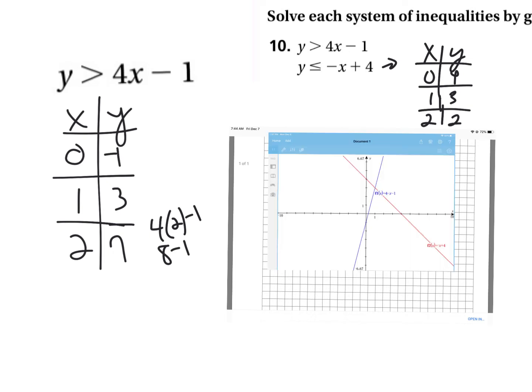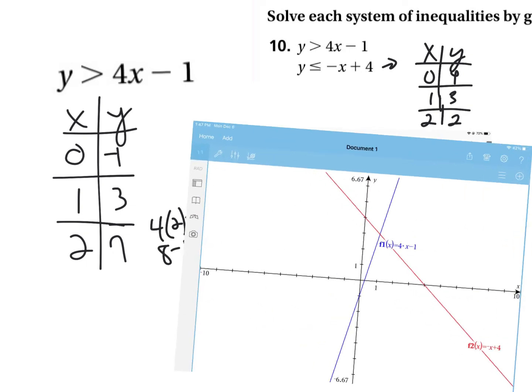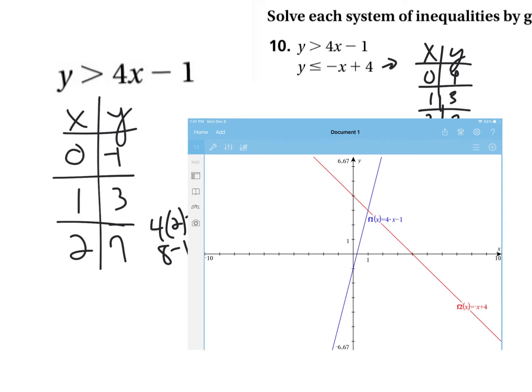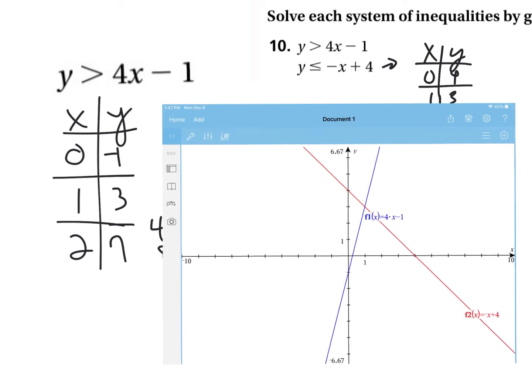When you graph the lines, they're going to look something like this. And then we just have to think about if it would be solid or dotted lines. So this red line, the negative x plus 4, it was less than or equal to, so that's a solid line. The other one was just greater than, so that would be a dotted line. And then on both of those, we would try 0, 0.